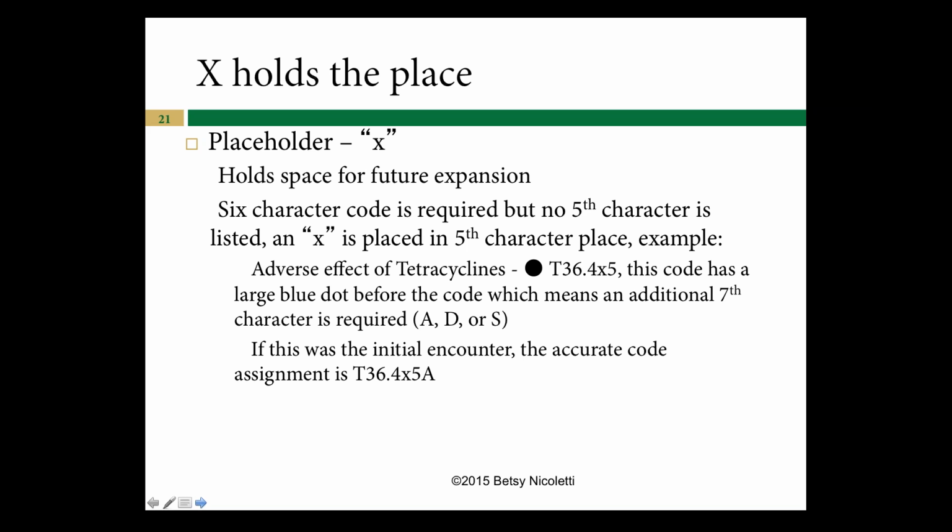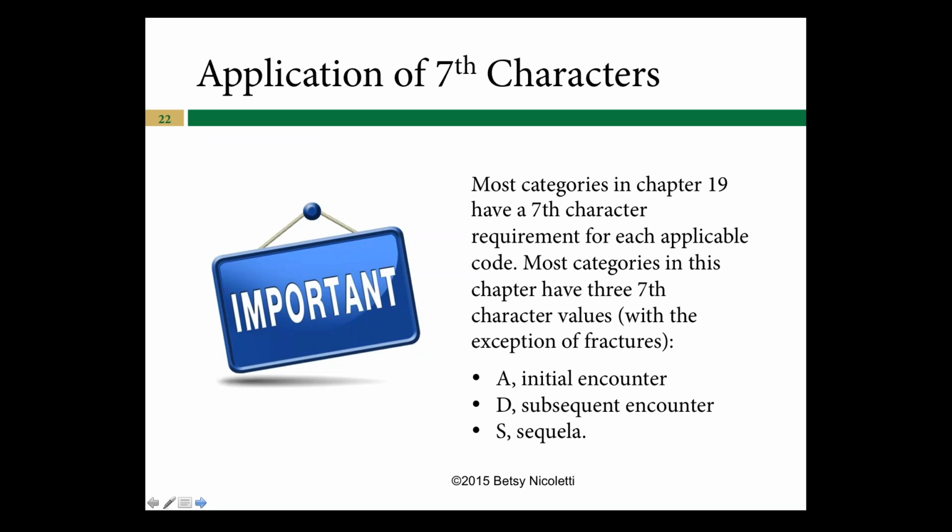So here, T76.4X5A is a complete and accurate code, adverse effects of tetracyclines for the first time you're seeing the patient for that problem. So let's look at 7th character extenders, because as I said before, this is how ICD-10 got so big. And the 7th character is not used in all chapters, and it has different meanings in different chapters.